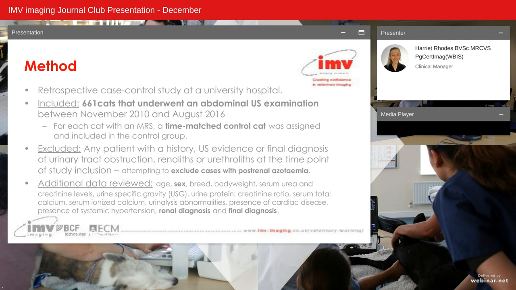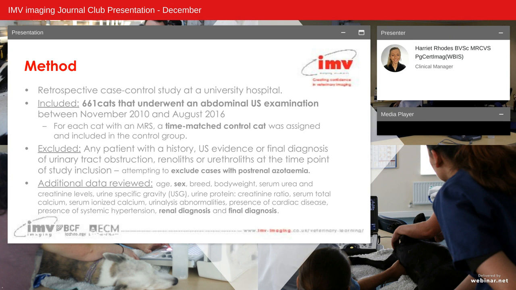This was a retrospective case control study using the electronic database at the Small Animal Teaching Hospital. Cats which underwent an abdominal ultrasound examination between November 2010 and August 2016 were included, totaling 661 cats in the initial study group. Ultrasound images of both kidneys and an ultrasound report were reviewed retrospectively by one author, Amy Ferreira, and for each cat identified with a medullary rim sign in the initial study group, a time-matched control cat was assigned and included in the control group.